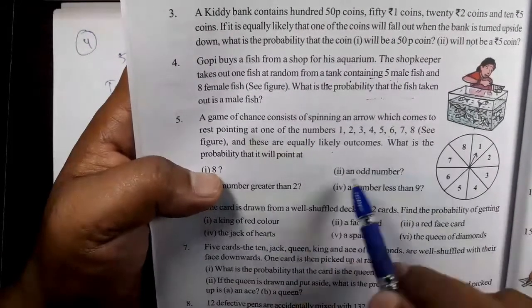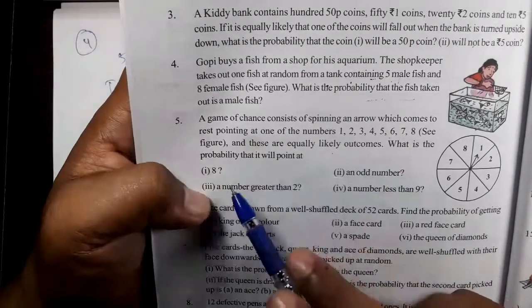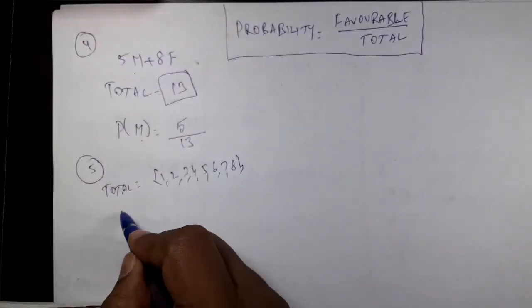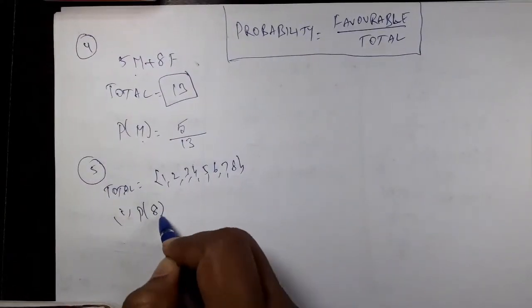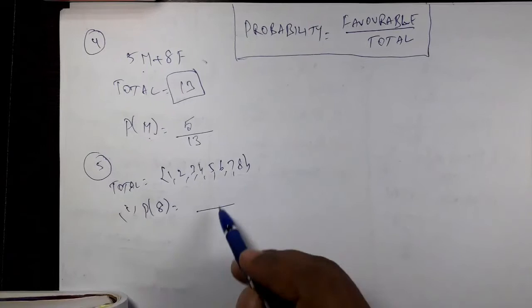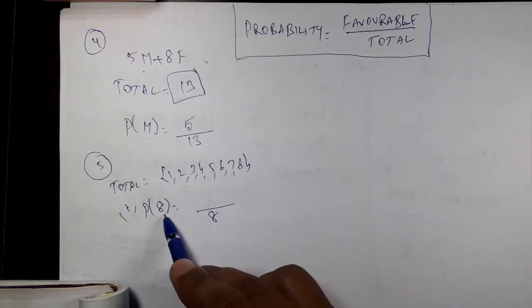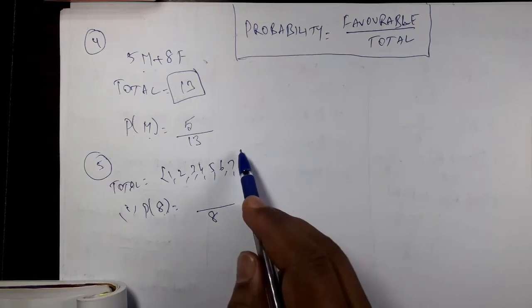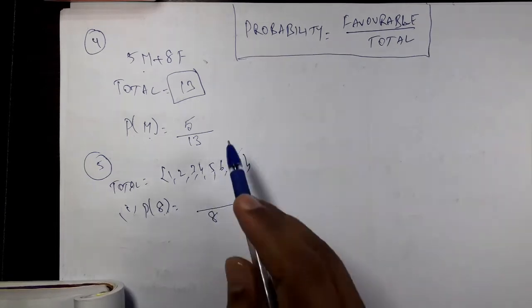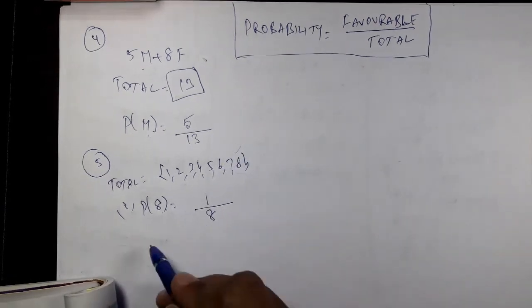Now coming to this question, what is the probability that it will point at 8? Yes, same. You are correct. Probability of stopping at 8. Denominator is total 8. Coming to numerator, how many 8s are there? Only 1. So this is the favorable case. So only one such case is there. So 1 by 8 is the answer.